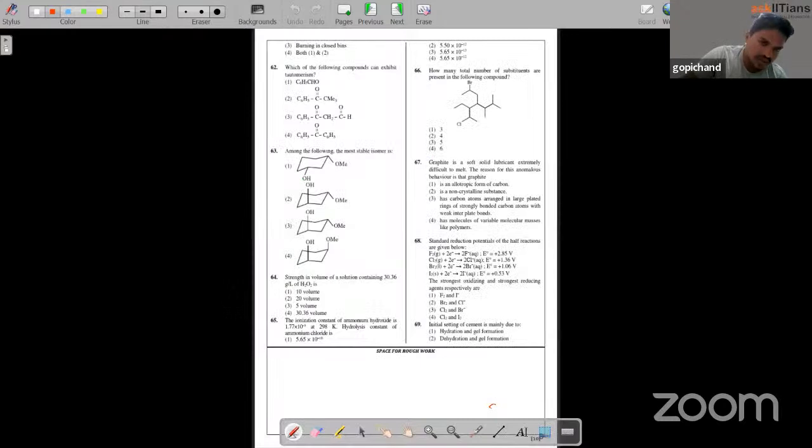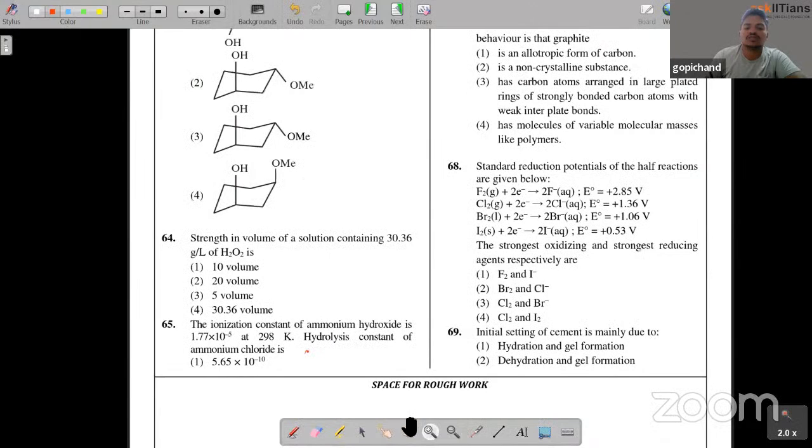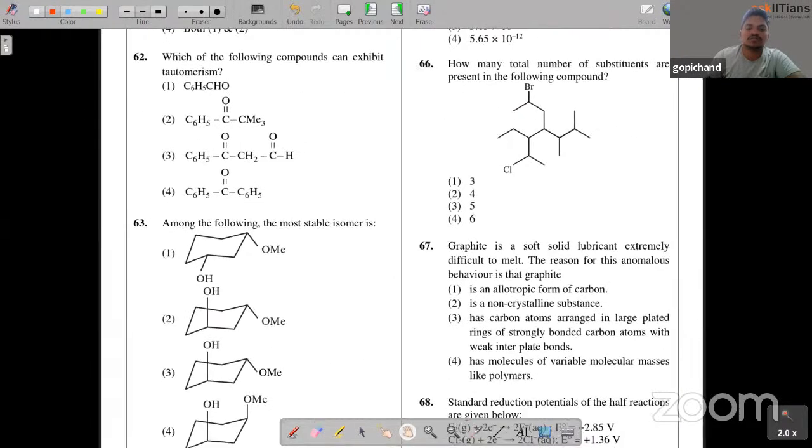Right. Okay. Next question. Which of the following compounds can exhibit tautomerism? We have discussed this in the revision section actually. So which of the following will exhibit tautomerism? To exhibit tautomerism, we know that keto-enol tautomerism.